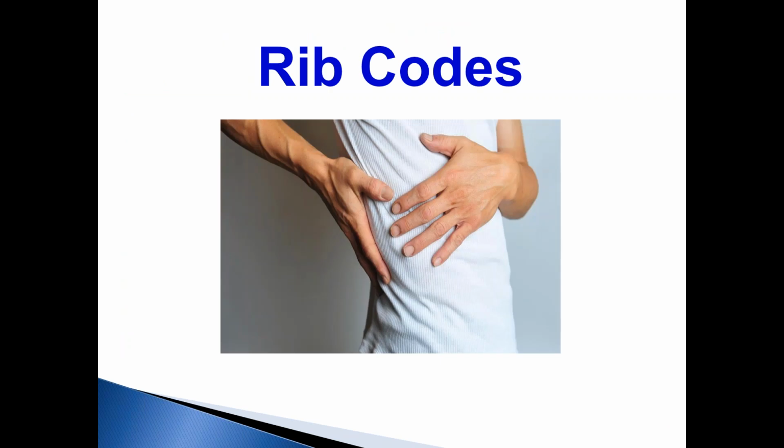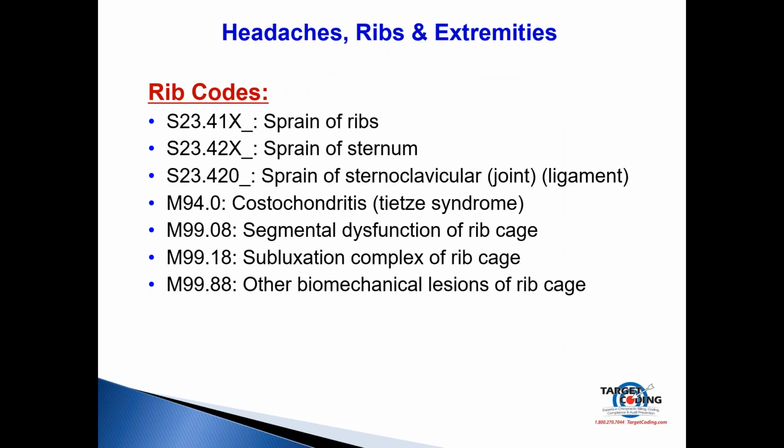All right, let's switch gears now to rib codes. Many of the clients I work with go, hey Marty, I have patients coming in with all these rib problems. I can't seem to find any good rib diagnosis codes. Well, there aren't that many, but I've narrowed it down to a few here that would probably pertain to your practice. S23.41, that's a sprain of the ribs.